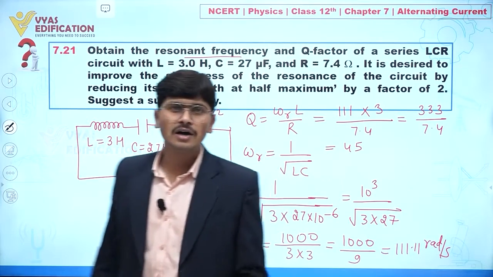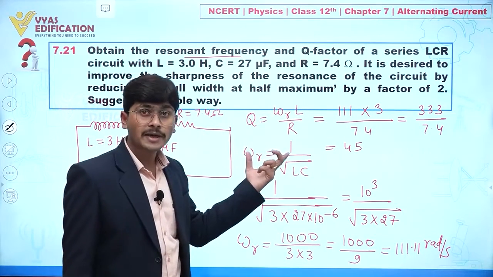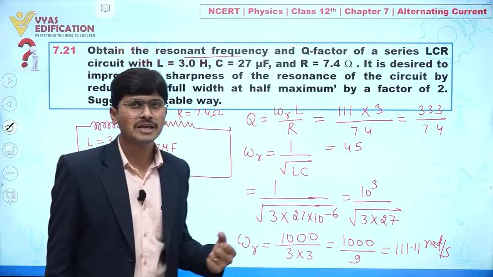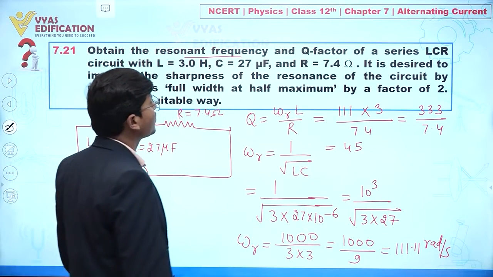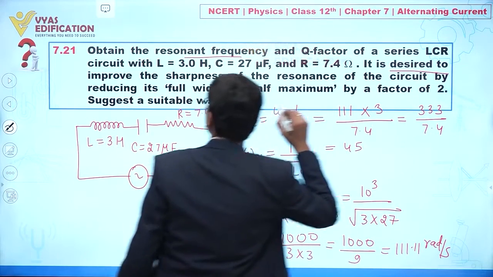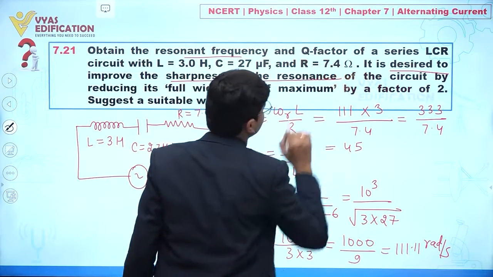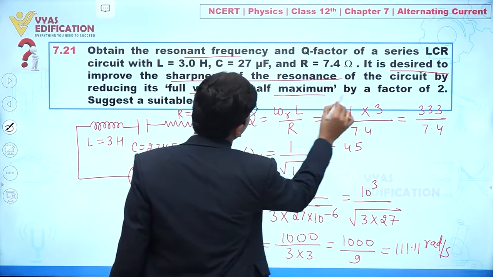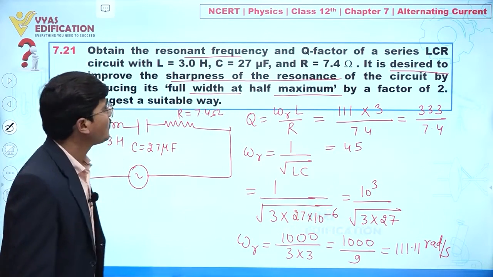So this is all about omega r, that is resonant frequency, and all about Q factor, clear? Now we have one more question. It is desired to improve the sharpness of the resonance of the circuit by reducing its full width at half of the maximum by a factor of 2.